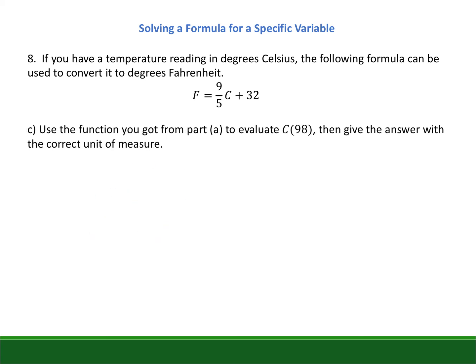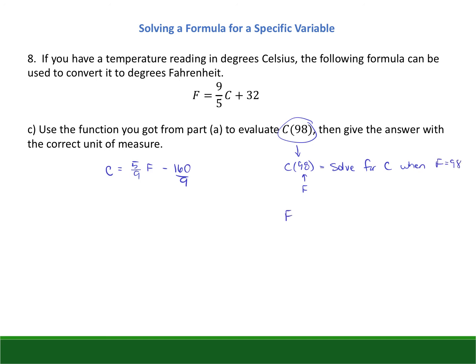All right, so question C says, use the formula you got in part A. So let me write down that formula we got in part A where we solved it for C. So we said that C is equal to 5/9 F minus 160 over 9. And we want to evaluate C of 98. So C of 98 means, solve for C when F is 98.